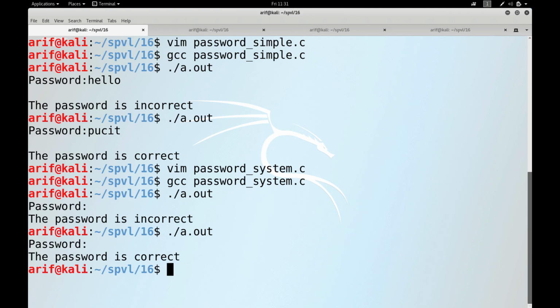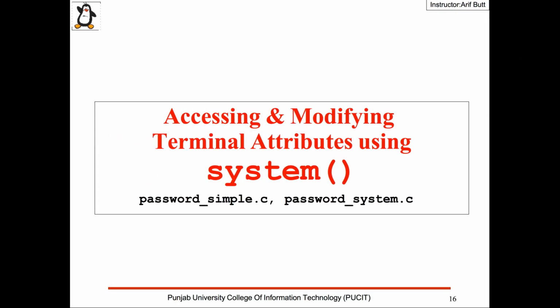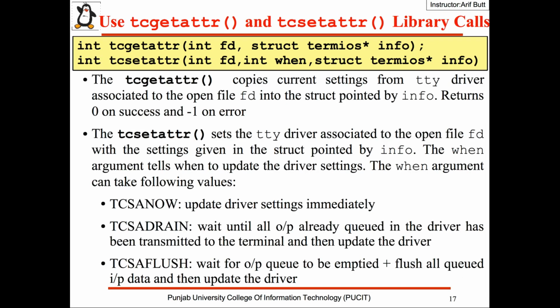That's great. Let us fall back to the slides and now check the second way of changing or accessing the terminal attributes. The second way is using the tcgetattr and tcsetattr library calls. Well, dear students, tcgetattr is passed two arguments. The first is the file descriptor, which will be, of course, the FD of the device file. In our case, it will be 0 because we want to change the attributes of the terminal driver.